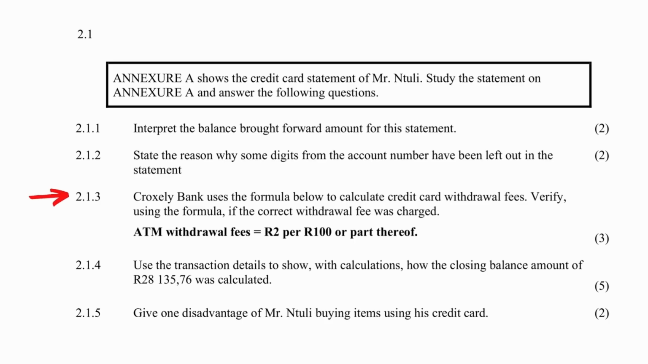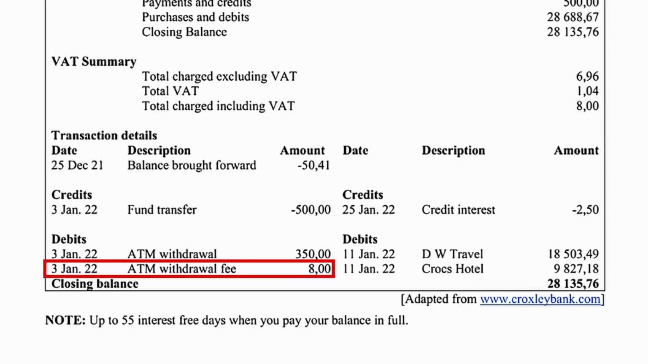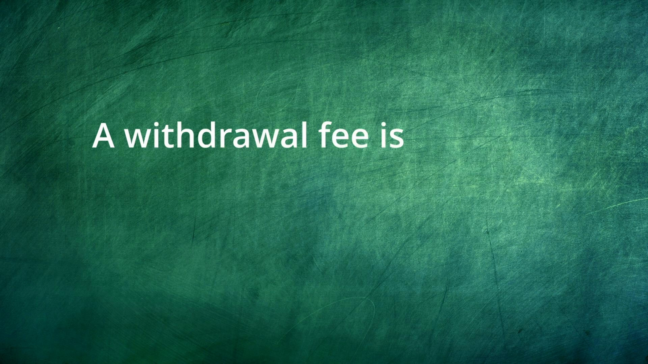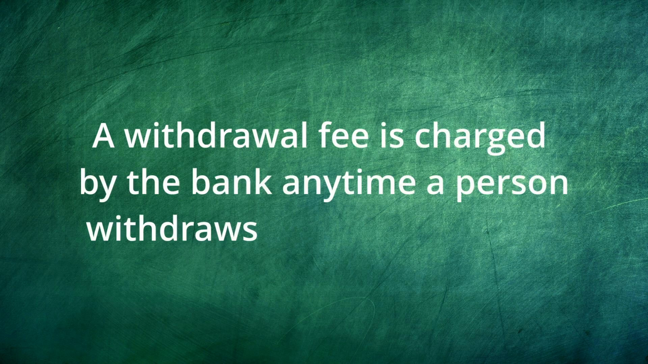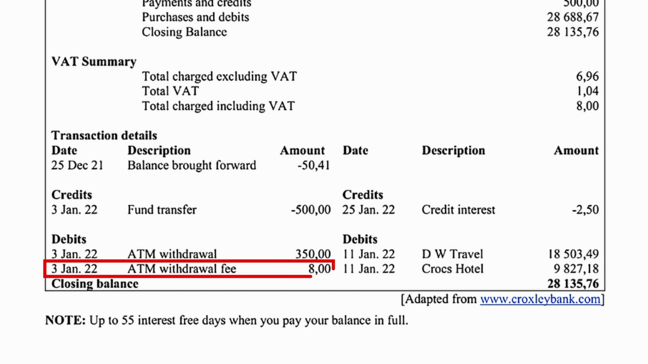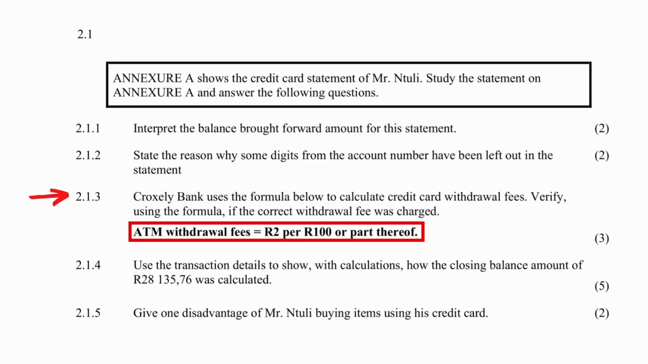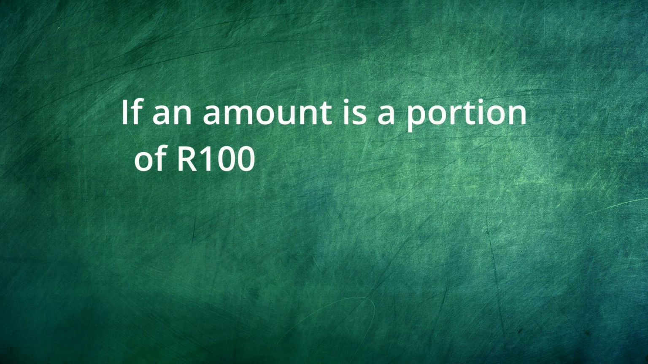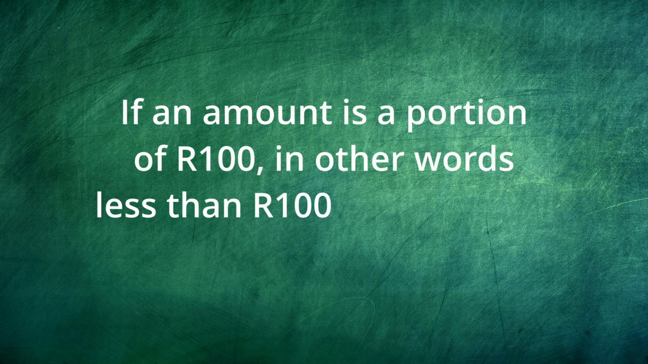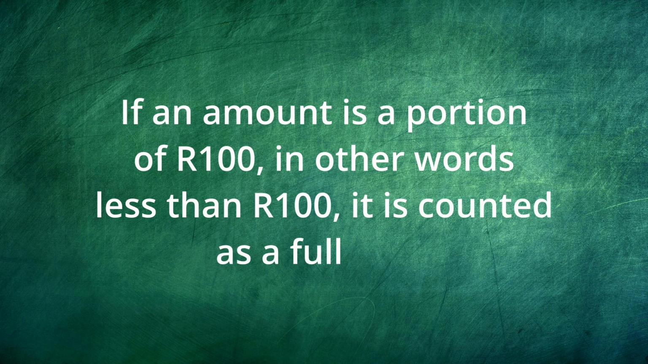In question 2.1.3, it is stated that the bank uses the formula below to calculate the credit card withdrawal fee. You have to verify using this formula whether the withdrawal fee of 8 Rand was correctly calculated by the bank. A withdrawal fee is charged by the bank anytime a person withdraws cash from an ATM. 8 Rand was charged for withdrawing 350 Rand. According to the formula given, the bank charges its clients 2 Rand for every 100 Rand or part thereof. The part thereof means that if an amount is a portion of 100 Rand, in other words, less than 100 Rand, it is counted as a full 100 Rand.